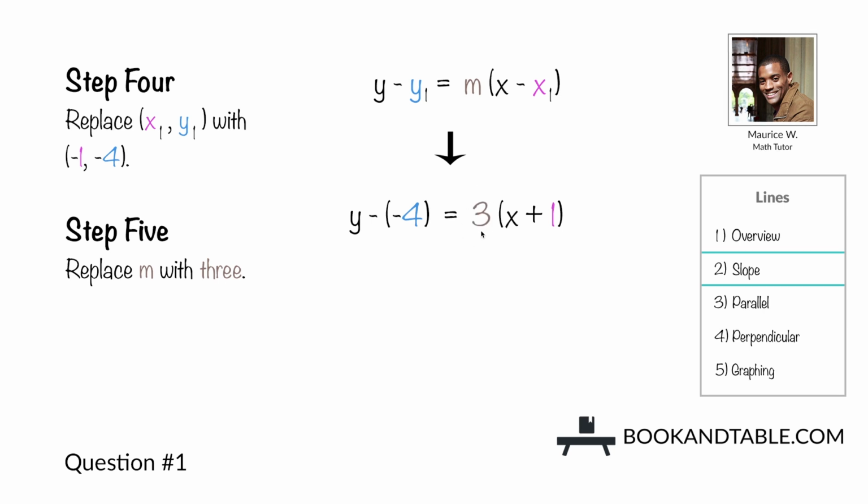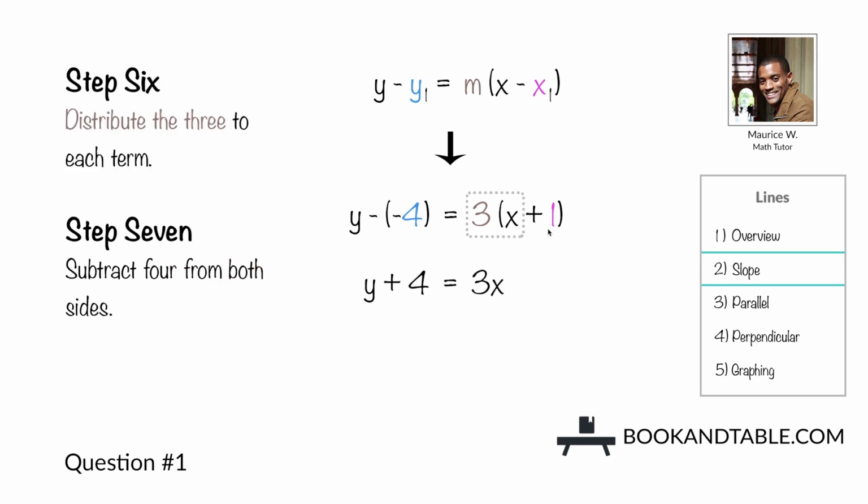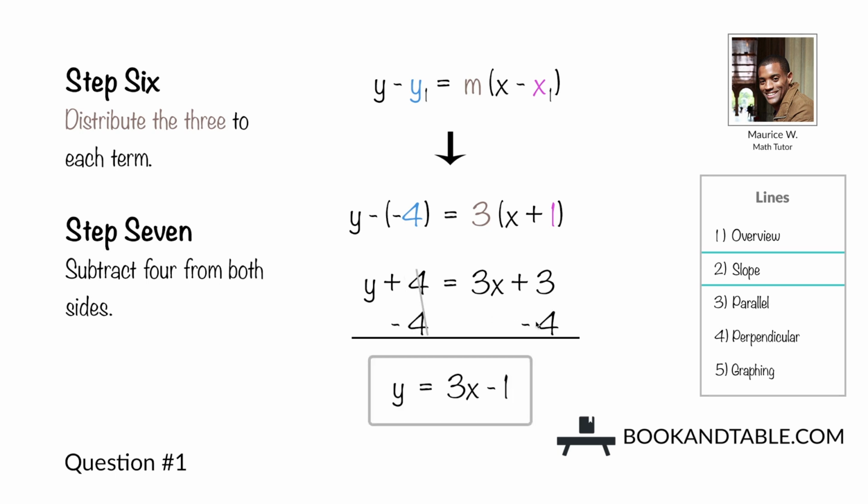And now we want to distribute this 3 to x and 1. 3 times x is 3x. 3 times positive 1 is 3. So we wind up with y minus negative 4, which is y plus 4, is equal to 3x plus 3. And to isolate y on one side of our equation, we want to get rid of this positive 4. So we subtract 4 from both sides. 3 minus 4 is negative 1. So we wind up with the equation of y is equal to 3x minus 1. So this is if you use the first point, (-1, -4).